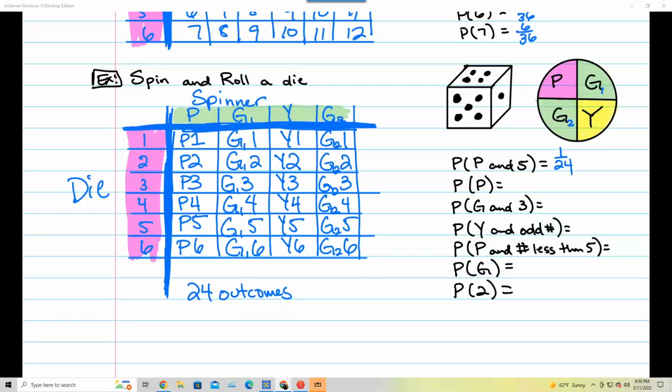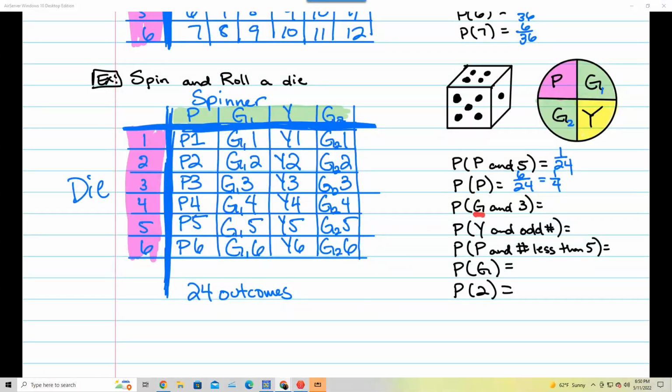Okay, next one. I want to know the probability that it's pink. Okay, well, let's look at all the pink ones. I see P1 is pink, P2 is pink, P3, P4, P5, P6. These are all pinks. I don't see any more pinks across my board, so there's 6 of those pink spots. That's 6 out of 24, which will simplify to 1 out of 4.